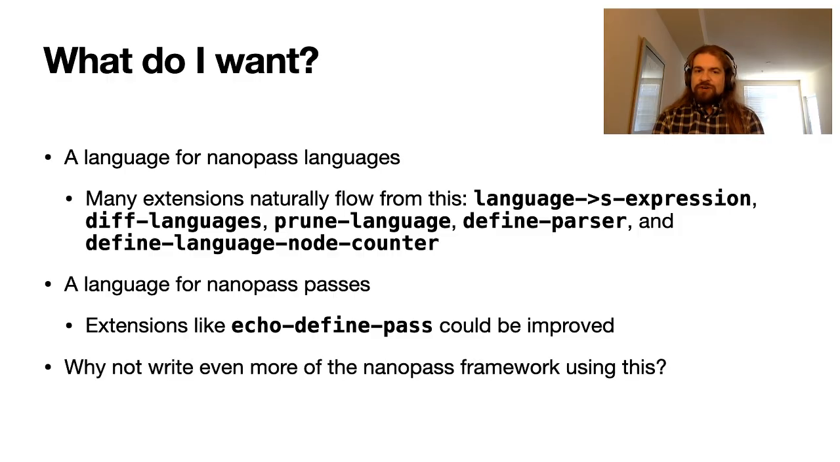Once you have these tools, though, it raises a question of why not write even more of the Nanopass framework using this? So how much of this could we actually write? We need some core pieces maybe for taking apart syntax, but once we have done that, couldn't we just write all of this using the Nanopass framework?